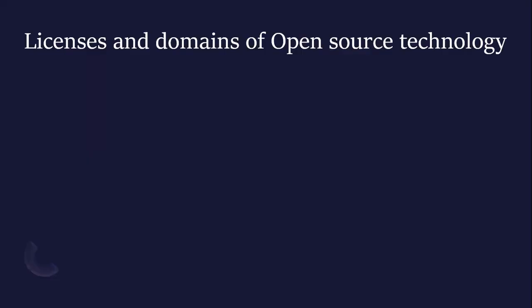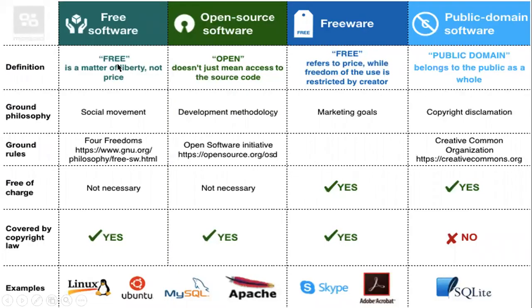Licenses and domains of the open source technology. Open source licenses make it very easy for others to contribute to a project without having to seek special permission. It will protect you as the original creator, making sure that you get credit for your contribution, but it will also help prevent others from claiming your work as their own. So the first license is the Creative Commons license.